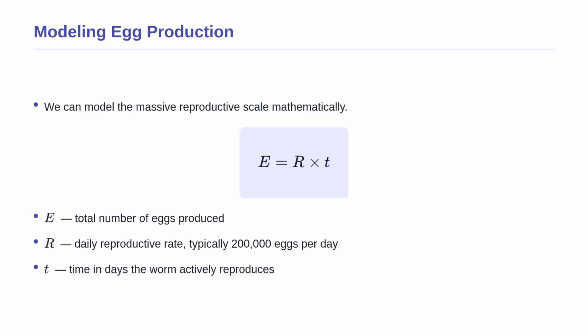The symbol R stands for the daily reproductive rate, which is an astonishing 200,000 eggs per day for a healthy adult female. Finally, the variable T represents the time in days that the worm is actively reproducing. If the time T increases, the total eggs, E, increases proportionally, leading to massive environmental contamination. If treatment kills the worm, T becomes 0 and egg production stops.